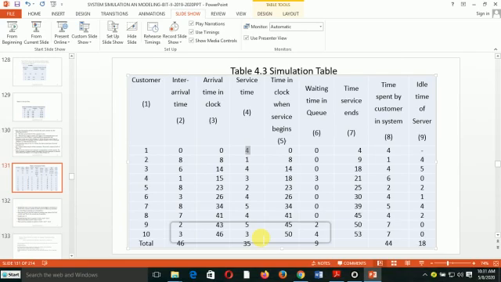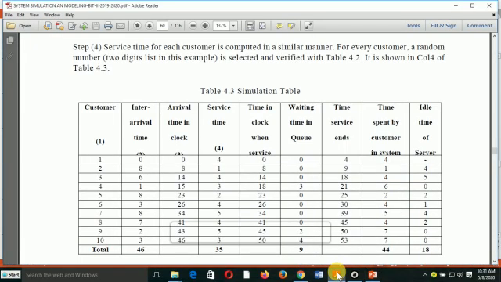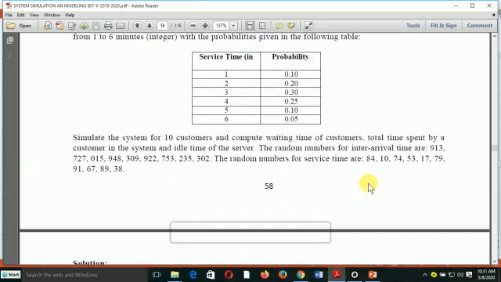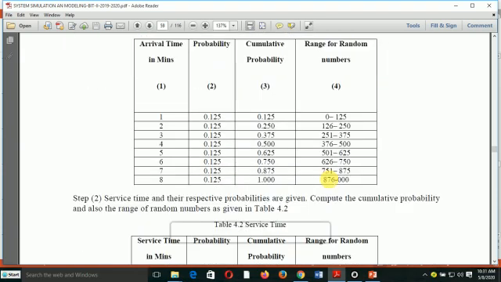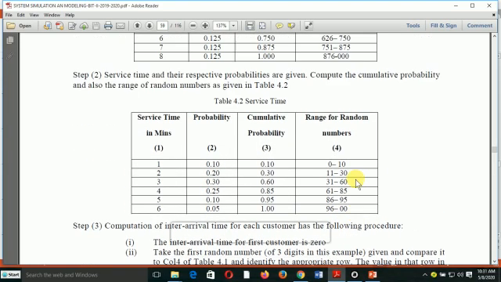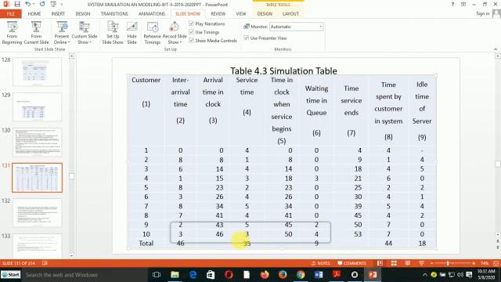For the last customer, let's check also. It is 3. How did we get 3? The last customer is here, and the random number is 38. I check in table 42 and I see that 38 is in between 31 and 60. So I will take the value 3 here, this one. That is why you are seeing 3 here.